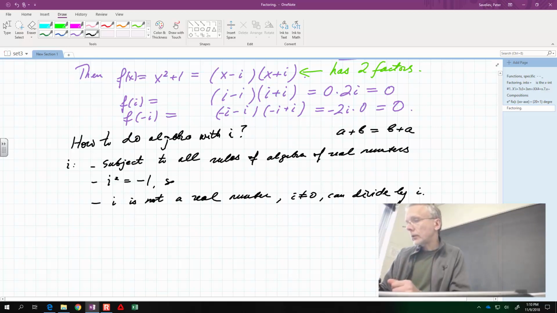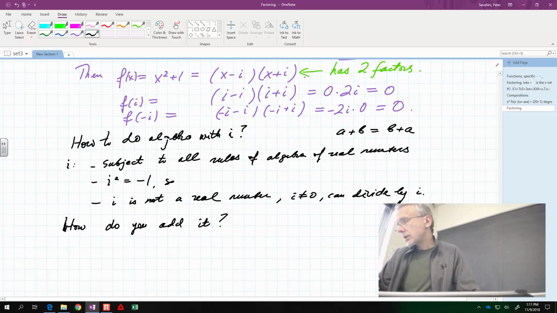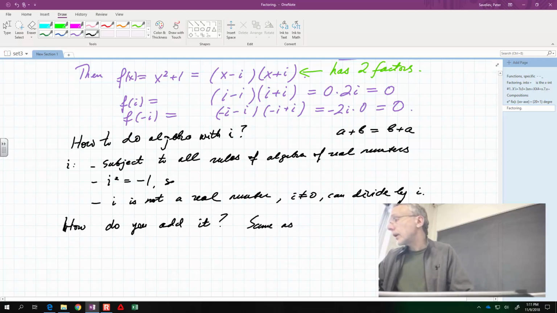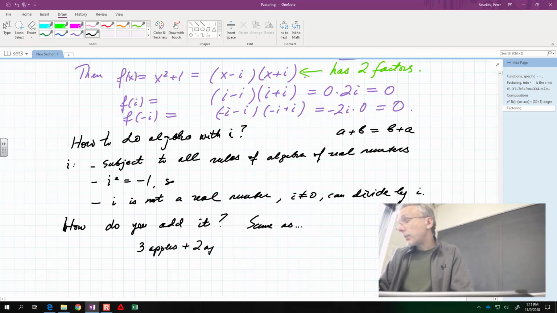Okay, so let's try to do a couple of things. How do you add them? The answer is the same as with real numbers. I don't want to say real numbers, but rather a better analogy to bring in here is things that are not abstract numbers. For example, if you have 3 apples plus 2 apples, what do you get?